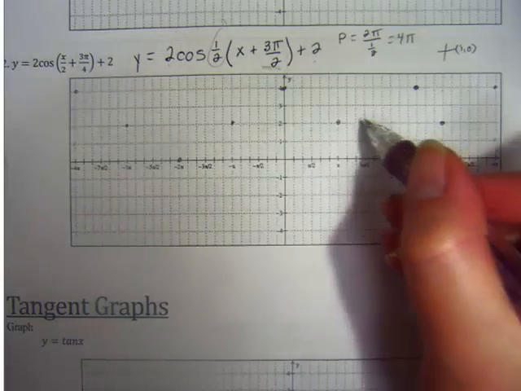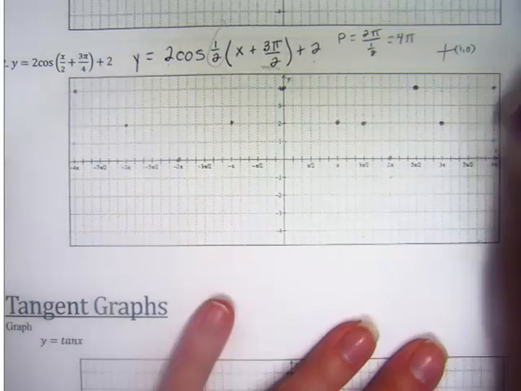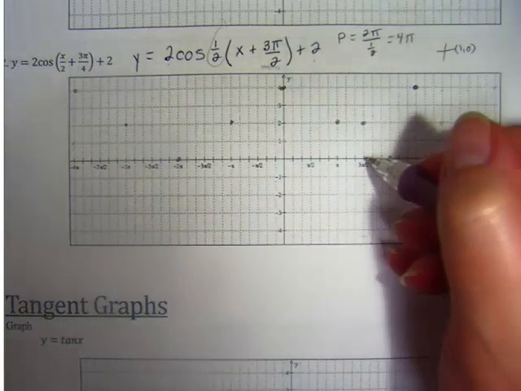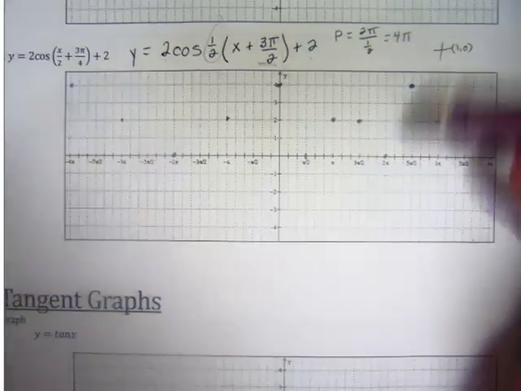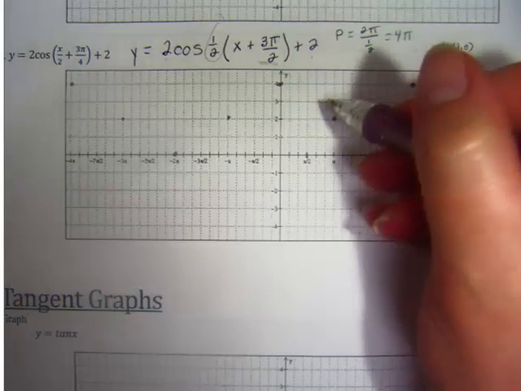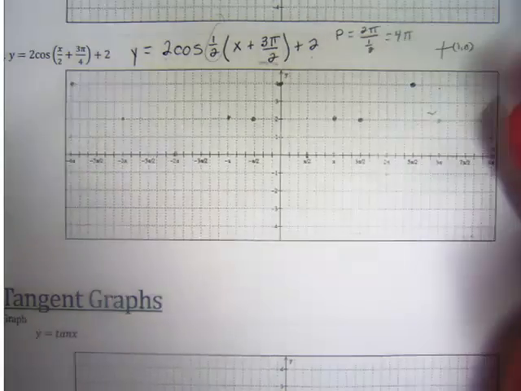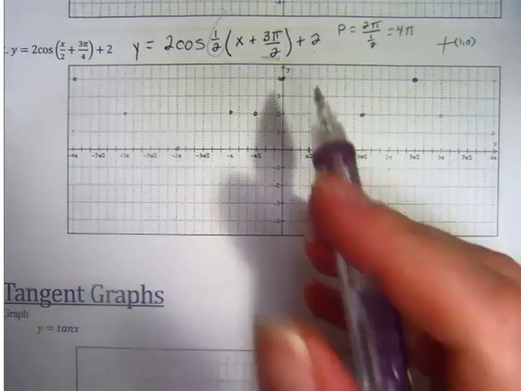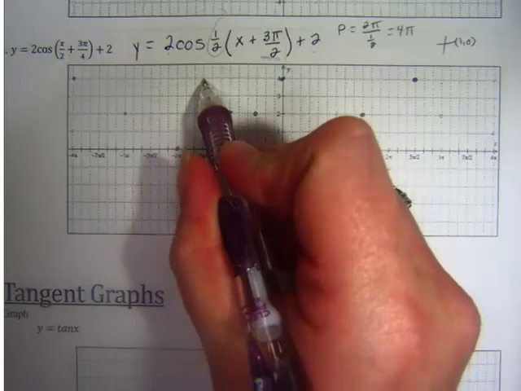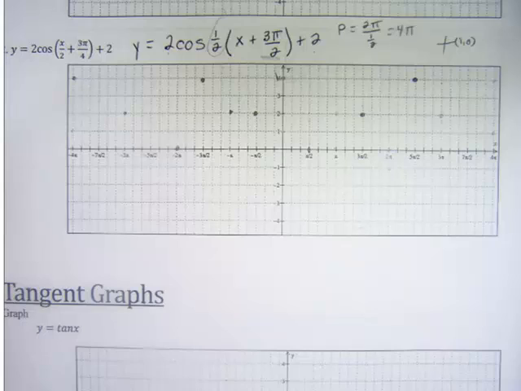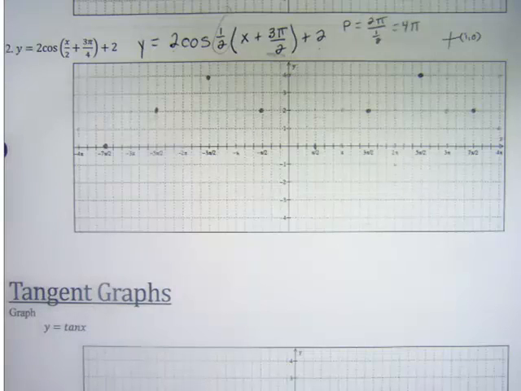This one's 1, 2, 3 pi over 2 to the left. And then this point is 1, 2, 3 pi over 2. This one goes 1, 2, 3 pi over 2. Negative 3 pi over 2. So there are all my points.